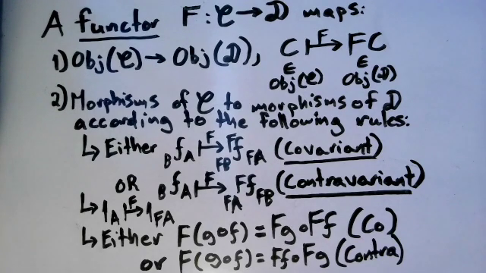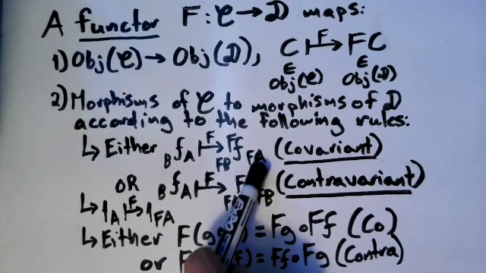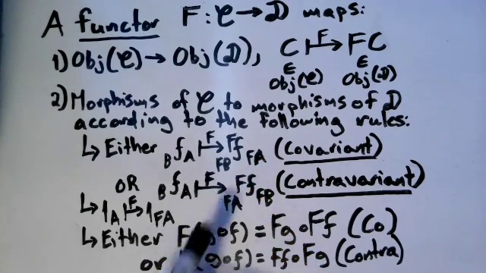If we are using a contravariant functor, on the other hand, we will flip the order that the arrow goes in. So in this case, a morphism f from A to B will get mapped to a morphism F of f from F of B to F of A. Notice here how the domain and codomain of the morphism in the category D have flipped.